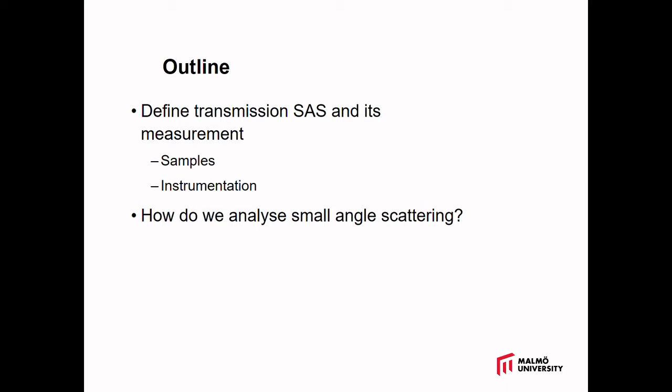I'm going to also talk about the instrumentation that we use to measure transmission small angle scattering, and how we analyze small angle scattering is also important. I'd note at this point that there's really quite a big difference between the analysis of small angle scattering and grazing incidence small angle scattering. Grazing incidence small angle scattering is sort of a hybrid technique which takes aspects of reflectivity and transmission small angle scattering, both conceptually in terms of the instrumentation and also in terms of the analysis.